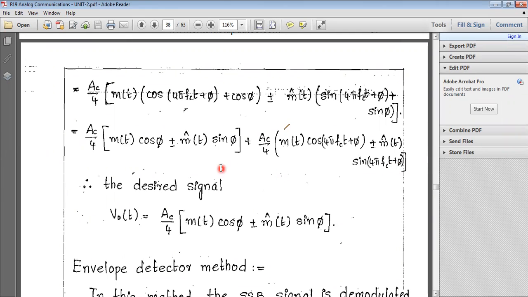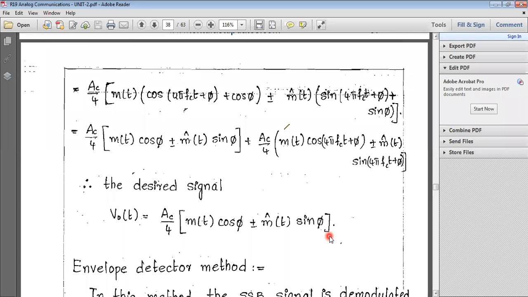From the above expression, what is the desired signal? This one. We have the carrier frequency in this term, that is in the second part. So this is the unwanted signal; by passing it through a low pass filter, we get the desired signal. That is nothing but AC by 4 into m of t cos phi plus or minus m cap of t sin phi.